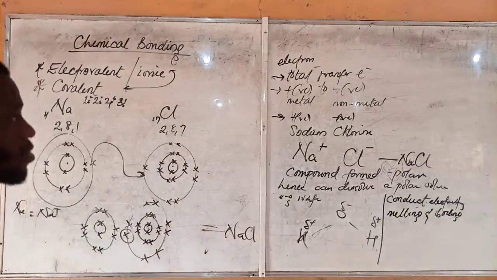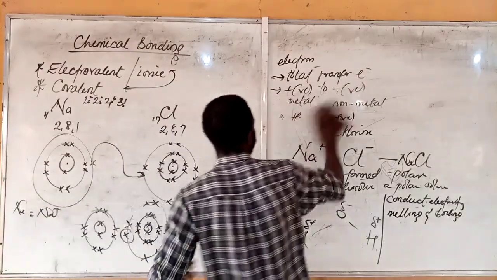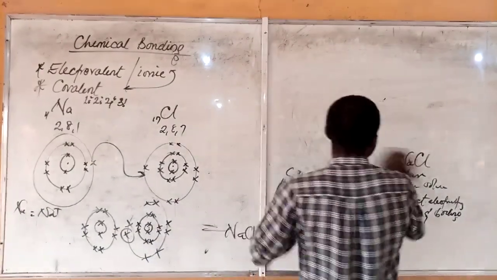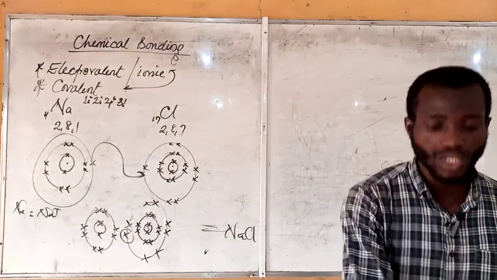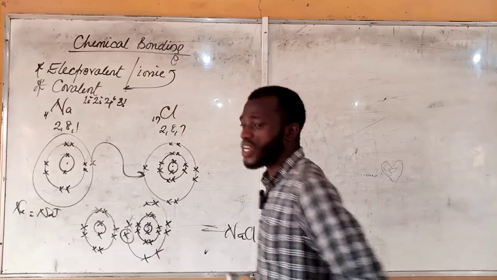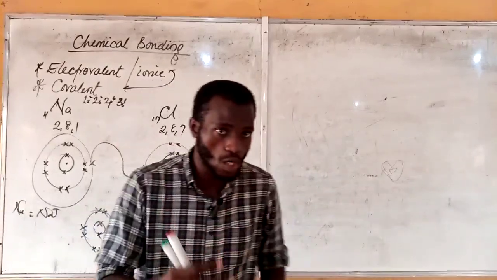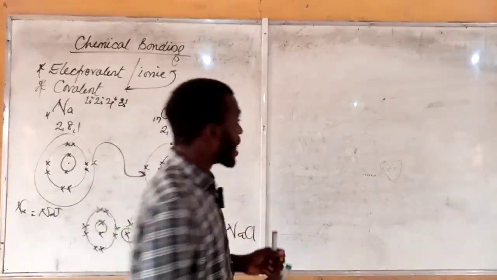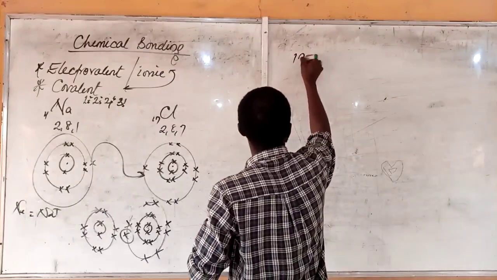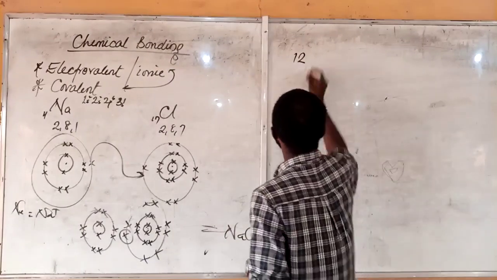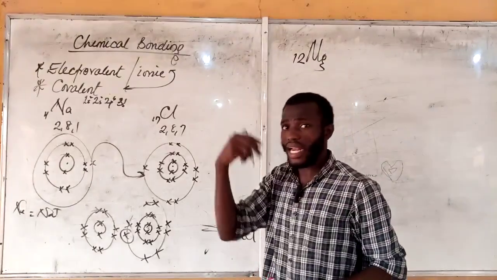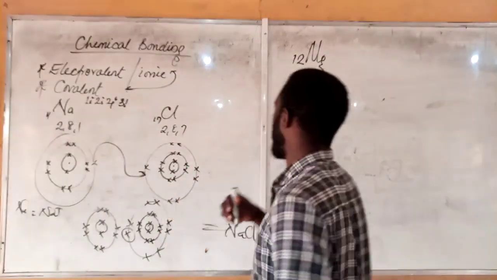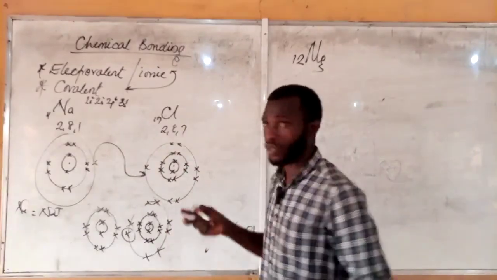All right, then someone wants to ask a question: what if we have a compound like magnesium wanting to react with chlorine, for example? Now, if magnesium wants to react with chlorine, what do we have? Magnesium is number 12, and that means that it has 2 more electrons than it needs.